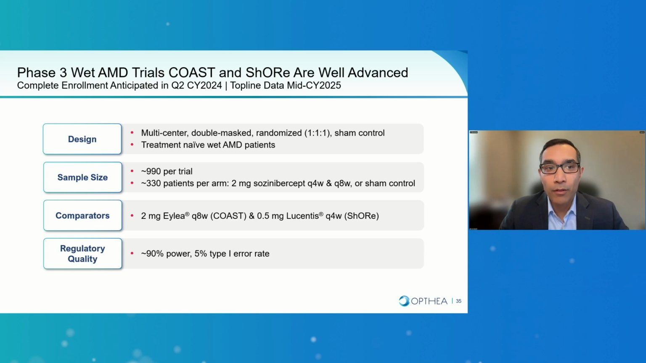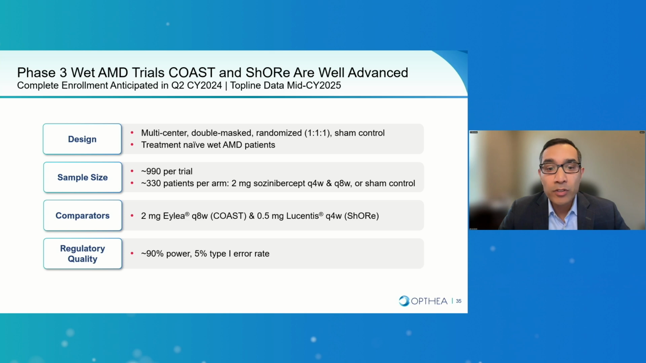So let's talk a little bit about the phase 3 program. If you look at the study design, these are multi-centered, double-masked, randomized, sham-controlled studies. And I'll go a little bit into the randomization in a few slides. These trials enrolled treatment-naive wet AMD patients. Really robust trials. We're talking about approximately 990 patients per trial, which breaks down to 330 patients per arm if we randomize 1:1:1. And in that, we're also breaking it down into looking at Sozinibercept at 4-week intervals, as well as 8-week intervals compared to the sham control.